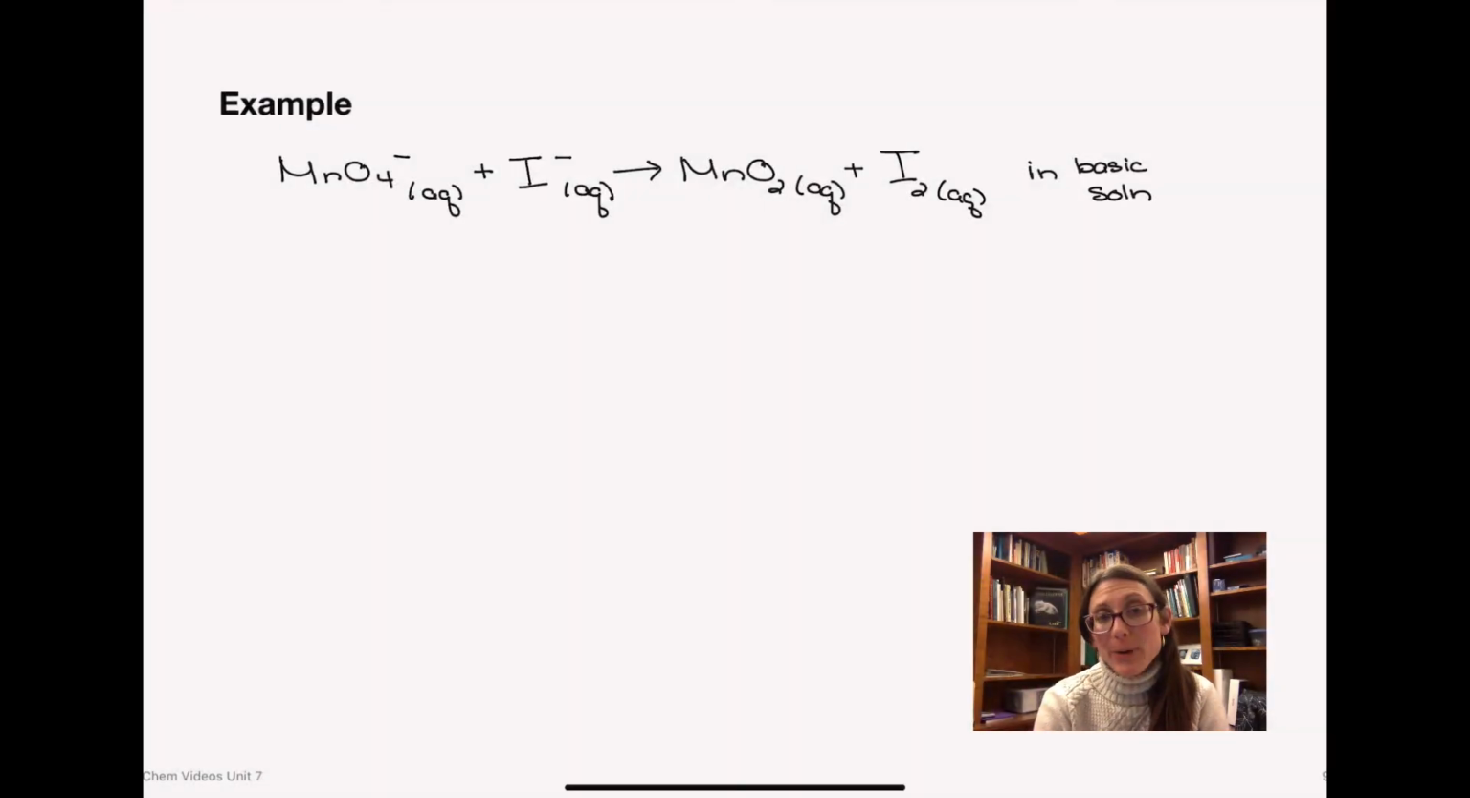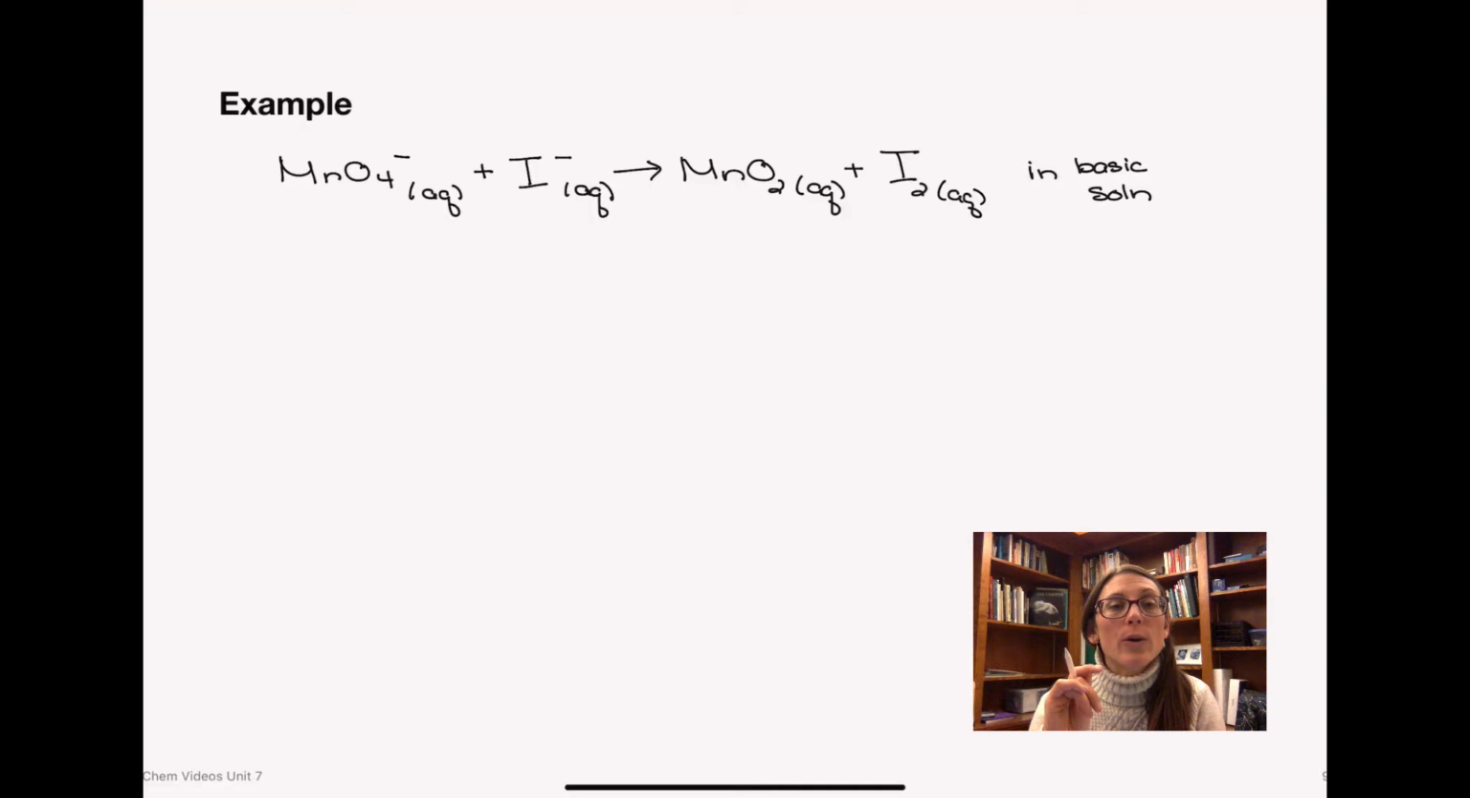Interestingly, if you take permanganate and you react it in basic solution, you get a different product than you would if you were in acidic solution. When you take permanganate ions and you react them in a basic solution, you get the compound MnO2, so manganese 4 oxide. So here's my overall reaction. In this case, I'm reacting the permanganate ion with iodide, and I'm forming the manganese 4 oxide and iodine.